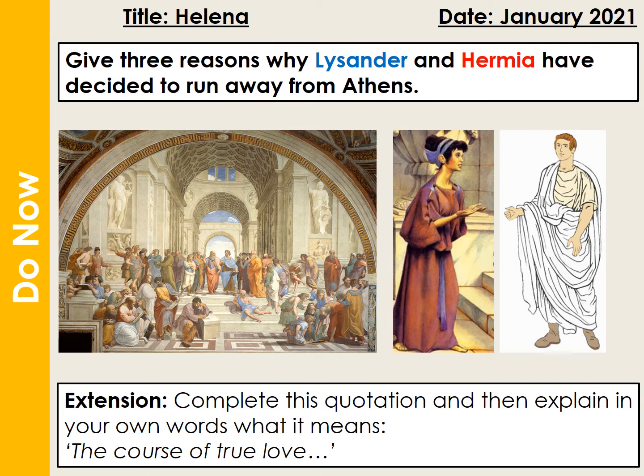What you'll do now is to think back to last lesson, and I'd like you to write down 3 reasons why Lysander and Hermia have decided to run away. If you can, do this from memory to help you to retain it in your long-term memory. If you are still struggling to remember it, then have a look at the notes that you made last lesson, especially the table about the advantages and disadvantages of running away. You can use stuff from the advantages column in order to answer this do now.